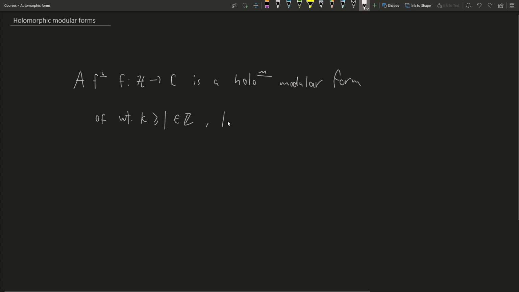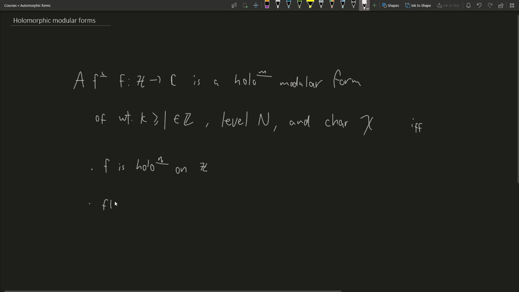of weight k, level n, and character chi, which is necessarily a character mod n, if and only if the following things hold. So f is going to be holomorphic on the upper half plane. All right. Probably could have seen that one coming.